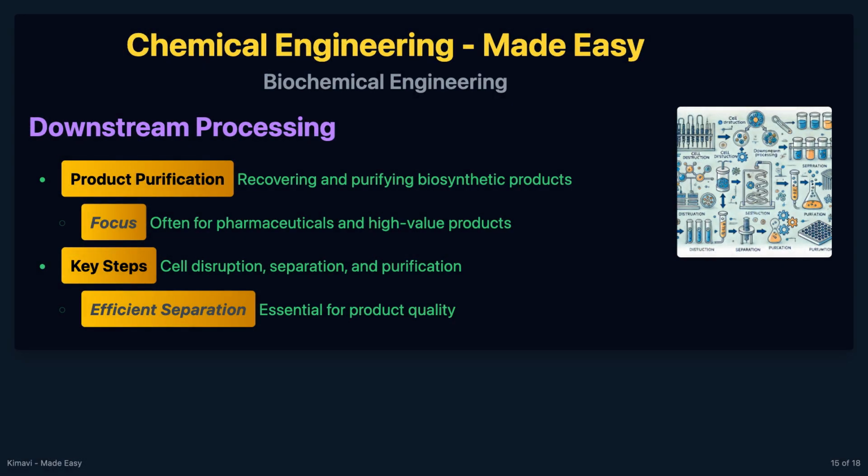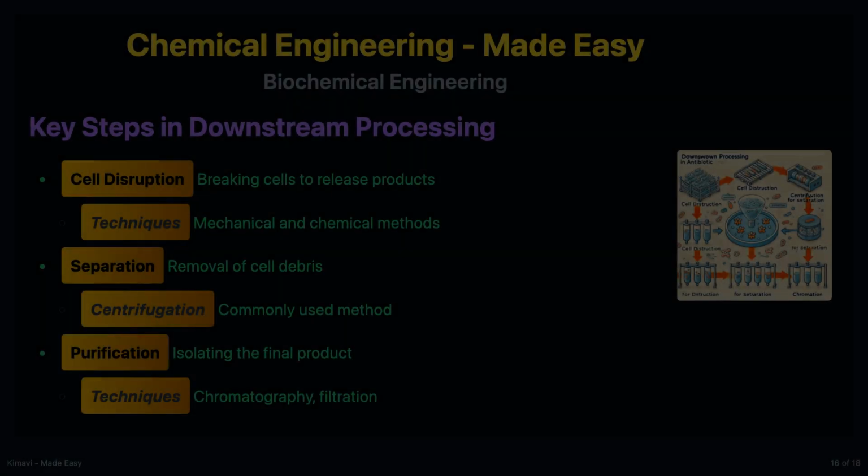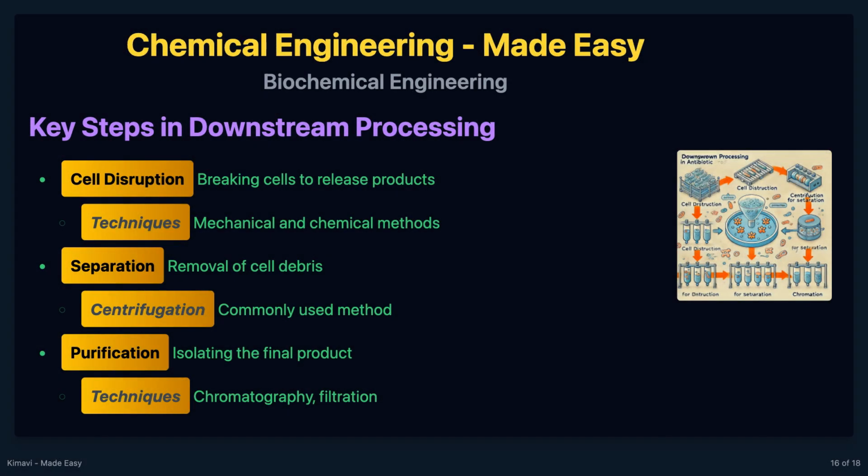Downstream processing refers to the purification and recovery of biosynthetic products, particularly pharmaceuticals, from natural sources such as animal or plant tissue or fermentation broth. The key steps in downstream processing are cell disruption, separation, and purification.